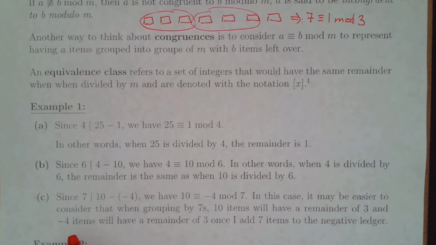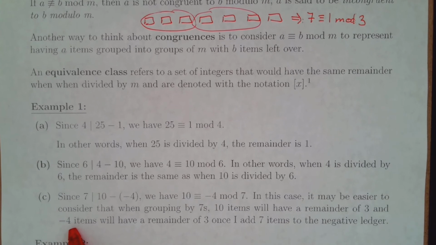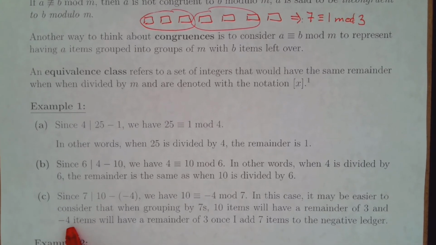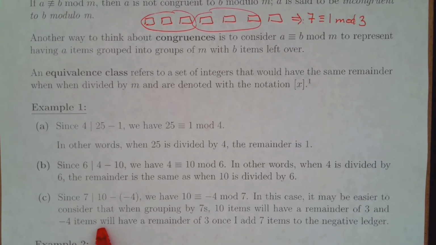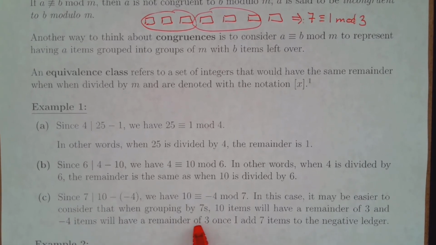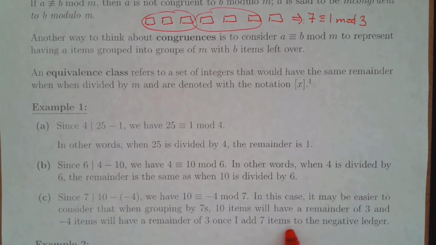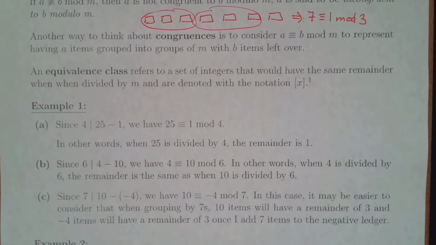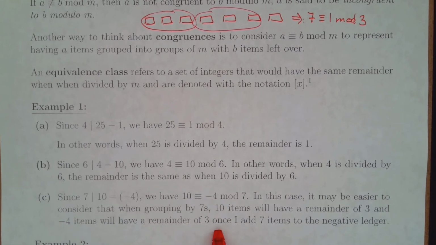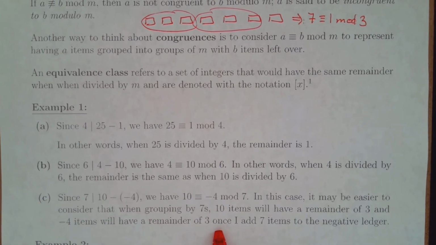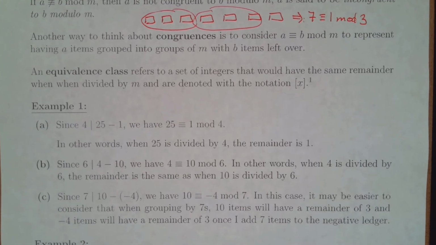Now, when might I have negative 4 items? Well, you could think of a ledger, like a money ledger or anything else that you're keeping track of inventory. So if I have negative 4 items, well, that will have a remainder of 3 once I add 7 items to that negative ledger. So if I'm putting things in groups of 7 and I'm short 4, as soon as I get that next group of 7, now I'm going to have 3 left over that I can't put into a group of 7. And that's the idea. Okay?